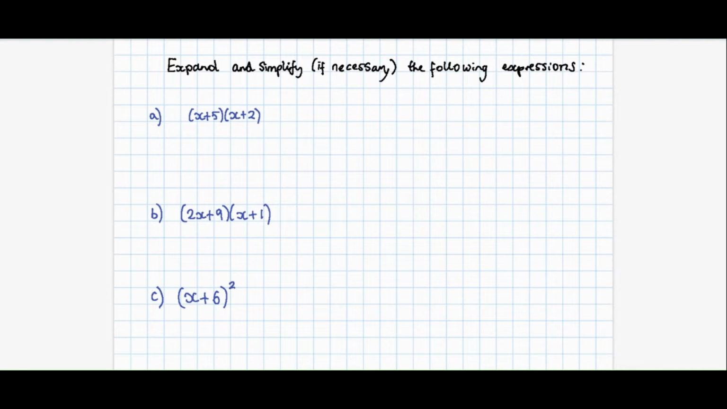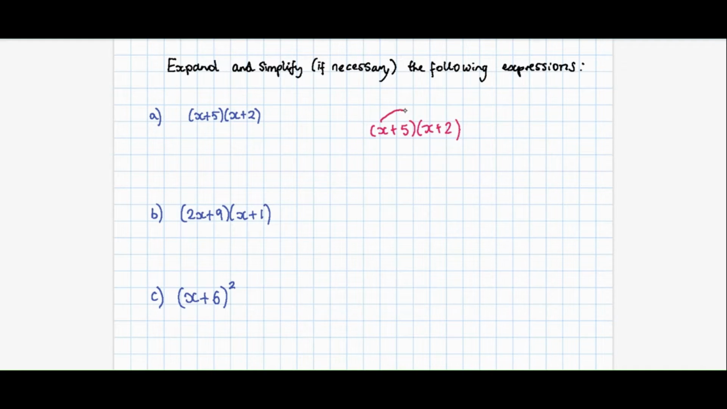So for this next set, it says expand and simplify, if necessary, the following expressions. So for part A, we've got 2 lots of brackets. What we want to do here is times everything in the brackets by everything in the other bracket. You want to make sure that you times everything by everything. And there are different methods for this, such as FOIL, but I like to use my own method called the smiley face method. And what you do here, let's just draw it out quickly.